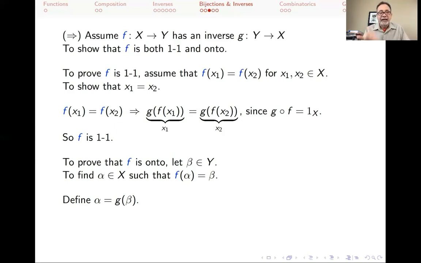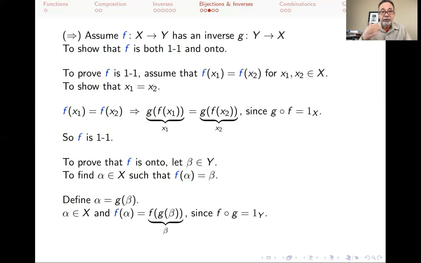But you might say, why is that? Why does that alpha work? The proof of the pudding is in the eating. You just apply f to it to see what happens. If you apply f to alpha, you get f of g of beta. But because f circle g is the identity, if you do g and f, we get back where we started, that's beta. So f of alpha is beta, the map is onto, because we found a particular alpha that hit that beta. We have shown that if a function has an inverse, it's both 1 to 1 and onto.